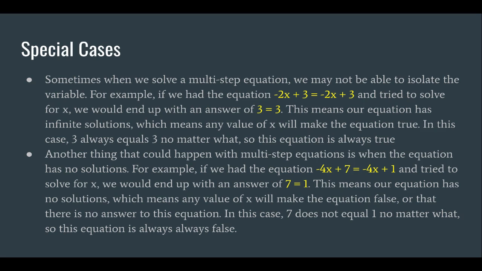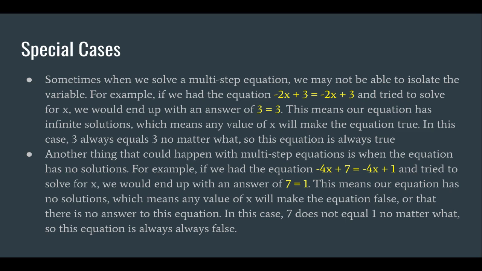Here are some special cases that you may encounter while solving multi-step equations. Sometimes when we solve a multi-step equation, we may not be able to isolate the variable. For example, if we had the equation -2x + 3 = -2x + 3 and tried to solve for x, we would end up with an answer of 3 = 3. This means our equation has an infinite number of solutions, which means any value of x will make the equation true. In this case, 3 always equals 3 no matter what, so this equation is always true.